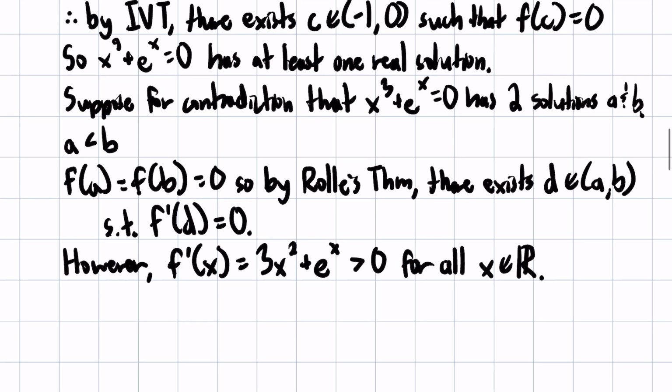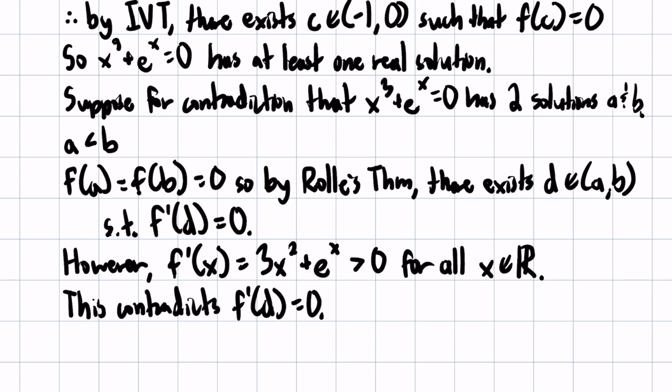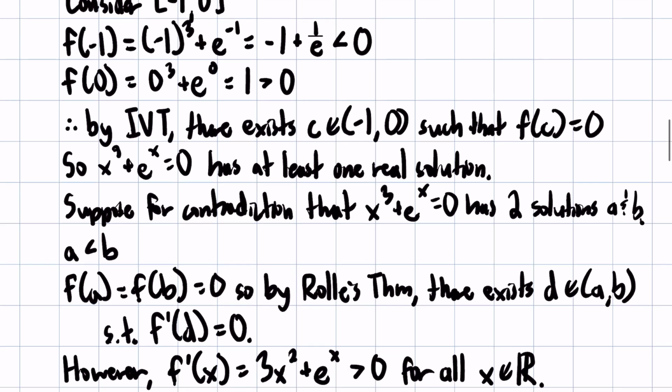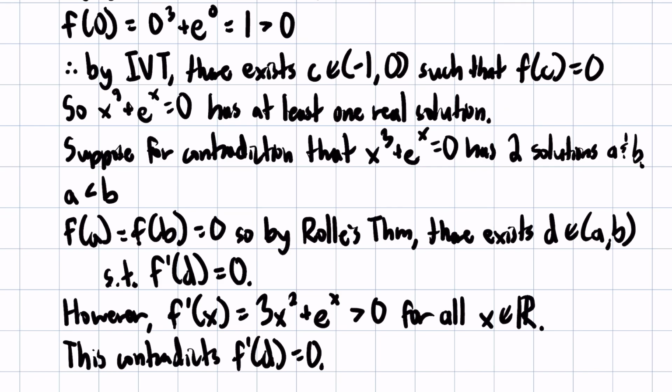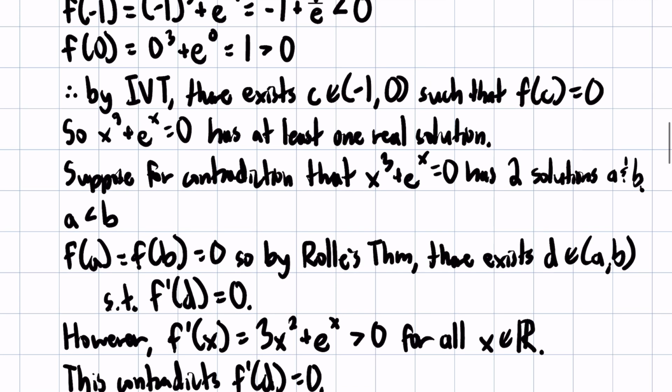And so this contradicts the existence of a solution D such that f prime of D equals 0. Right, it's impossible that f prime of D equals 0 if f prime of anything is greater than 0. That's a contradiction. And so based off that, it's impossible for there to be two solutions A and B, right? There can only be one solution. So that's the idea of a proof by contradiction using Rolle's theorem.